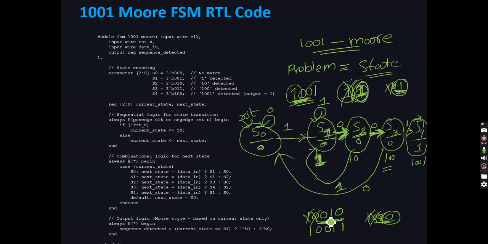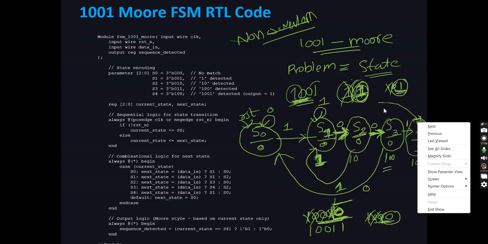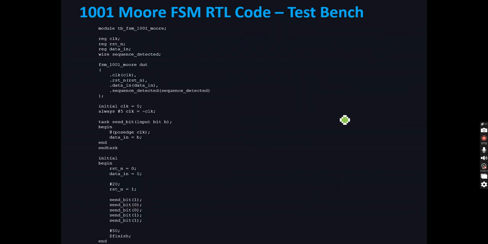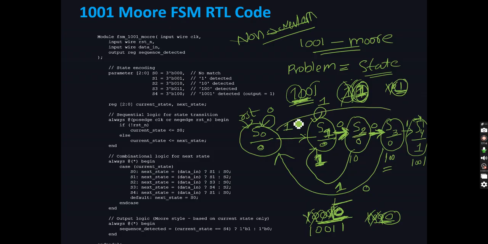Is there any state with 0 1 0? No. But there is a state which is detecting 1 0. But since we are following the non-overlapping technique, we should not take this also. Only the last new bit we have to take. See, where is the state of 0 detection? There is a state with 0 detection here, so this is the initial state which is detecting 0.